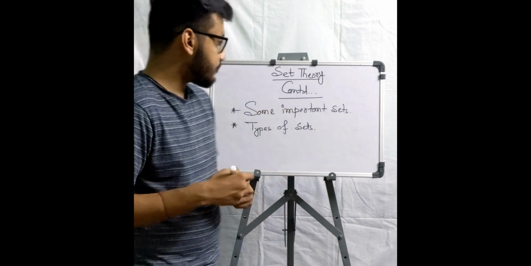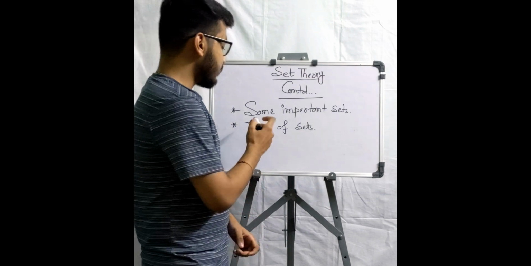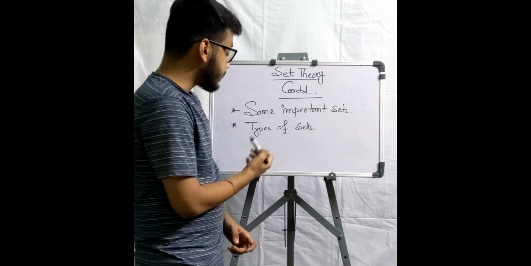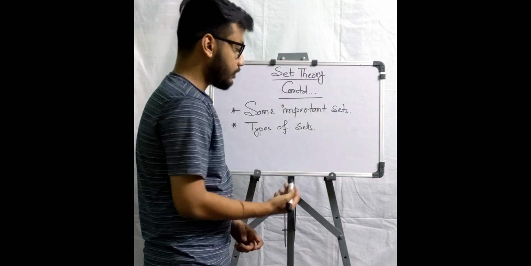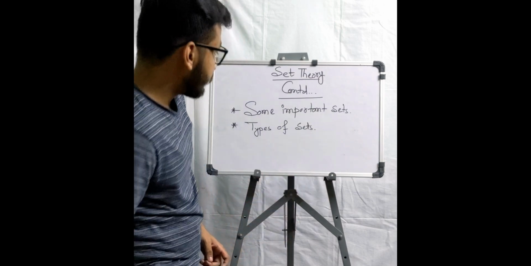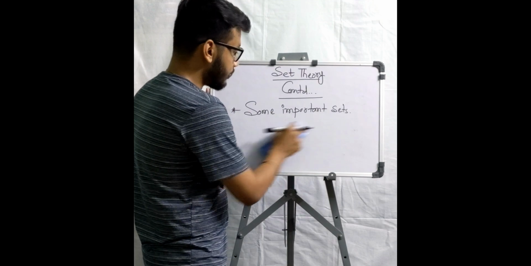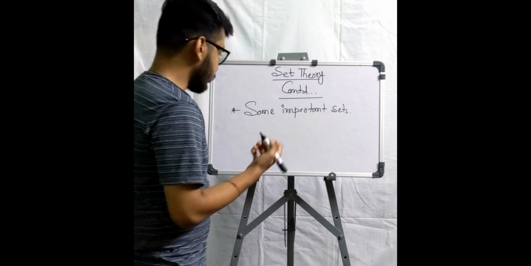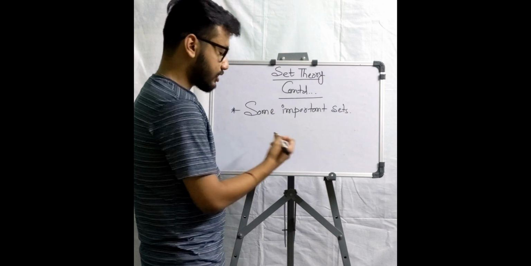In this particular video we are going to understand two topics. First, we are going to understand some important sets, and secondly, the types of sets. So let us begin with the first subtopic, that is, some important sets. There are various types of sets, some of which I'll be discussing.